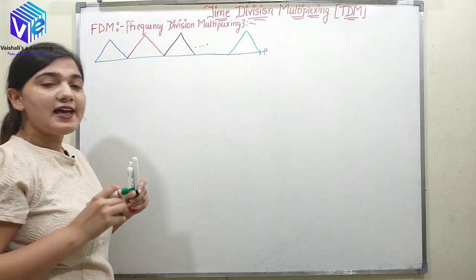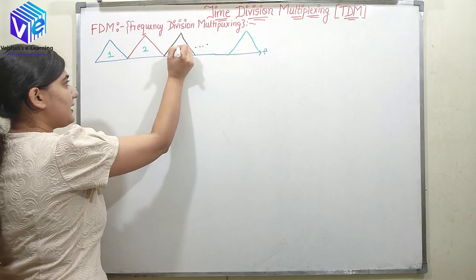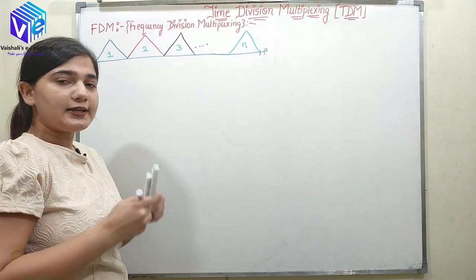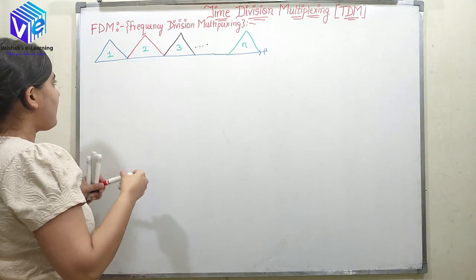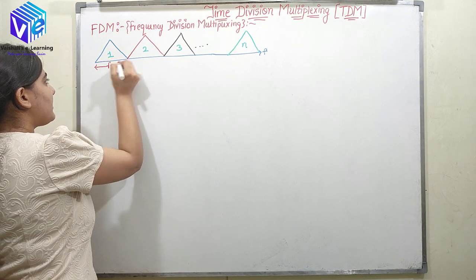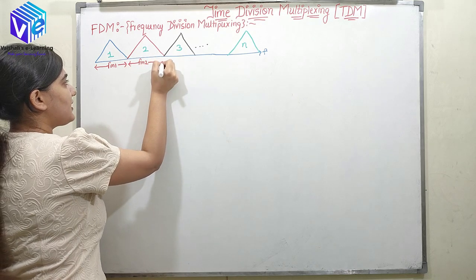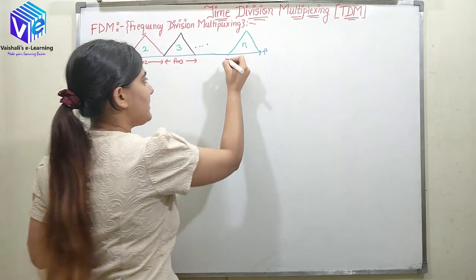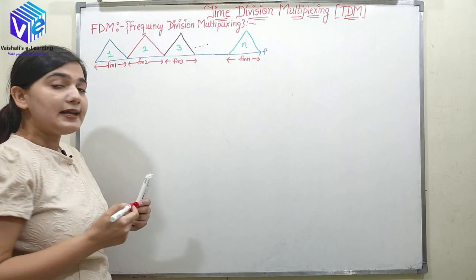let's suppose I have n message signals. This is my first message signal, second, third, and this is my nth message signal. These are my range of frequencies. Here I am allotting FM1 frequency to my first message signal, FM2 to the second, FM3 to the third, and FMN to the nth message signal.